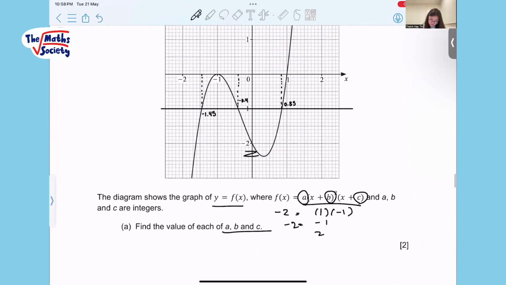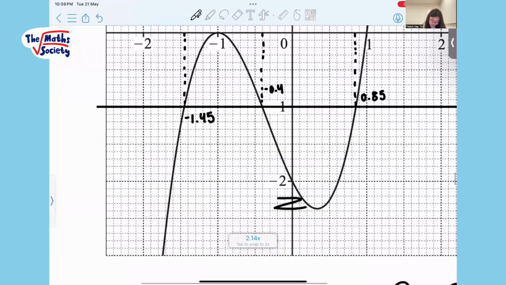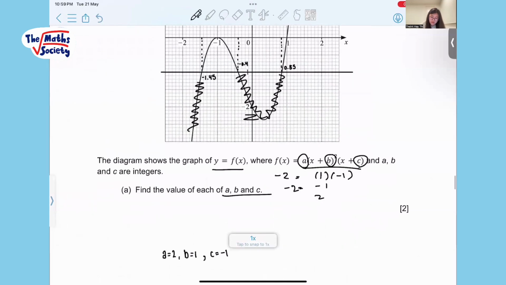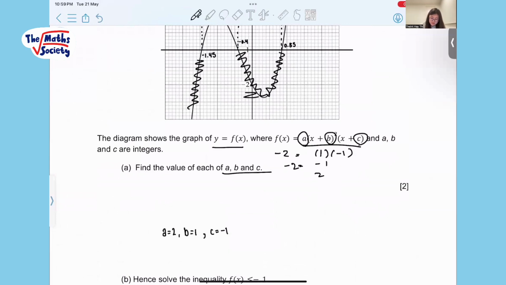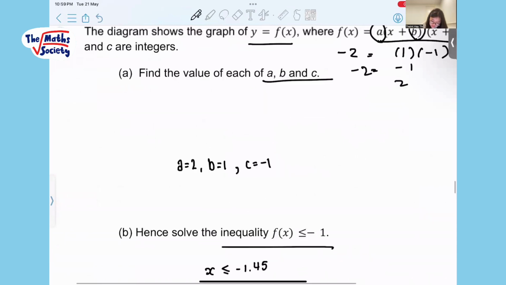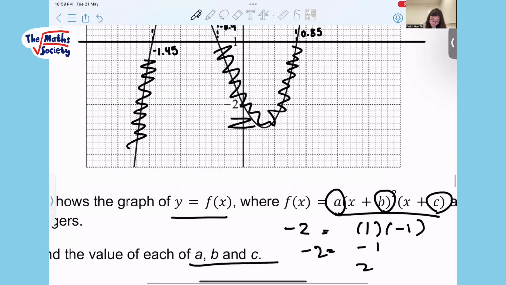So you have less than or equal to minus 1. We go down. And then we go here. So then now we know what our x value has to be. It has to be less than minus 1.45. So x has to be less than or equal to minus 1.45, or x has to be between the two values, which is minus 0.4 and 0.85.